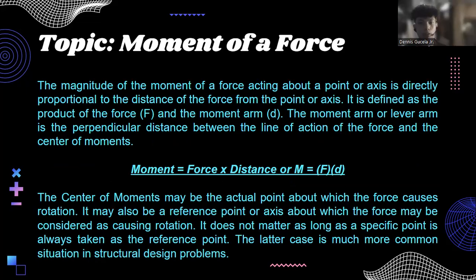Moment of force. The magnitude of the moment of a force acting about a point or axis is directly proportional to the distance of the force from the point or axis. It is defined as the product of the force F and the moment arm D. The moment arm, or lever arm, is the perpendicular distance between the line of action of the force and the center of moments.